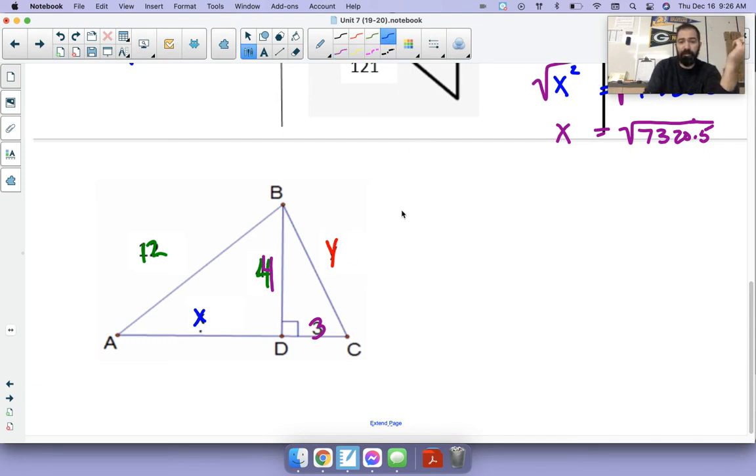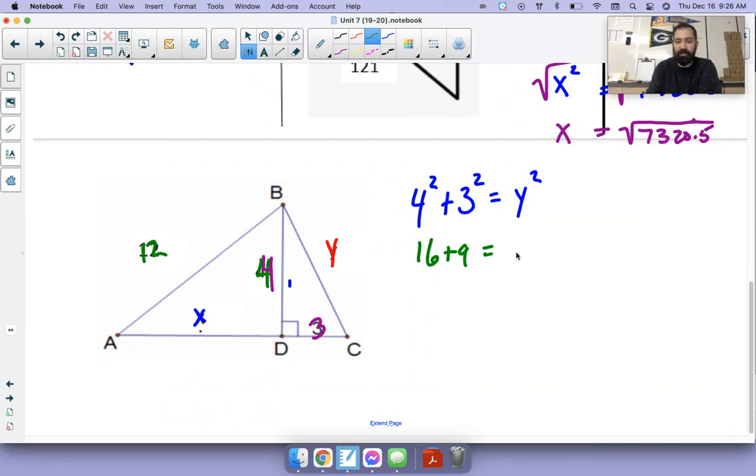Let's solve it. Legs, because they make the right triangle, or the right angle. 4 squared plus 3 squared equals y squared. Why did we do it that way? Well, because y is the hypotenuse. Y is the c. A squared plus b squared equals c squared. Let's simplify. 16 plus 9 equals y squared. 25 equals y squared. And then we take a square root, and we get that y equals 5. There's your answer.